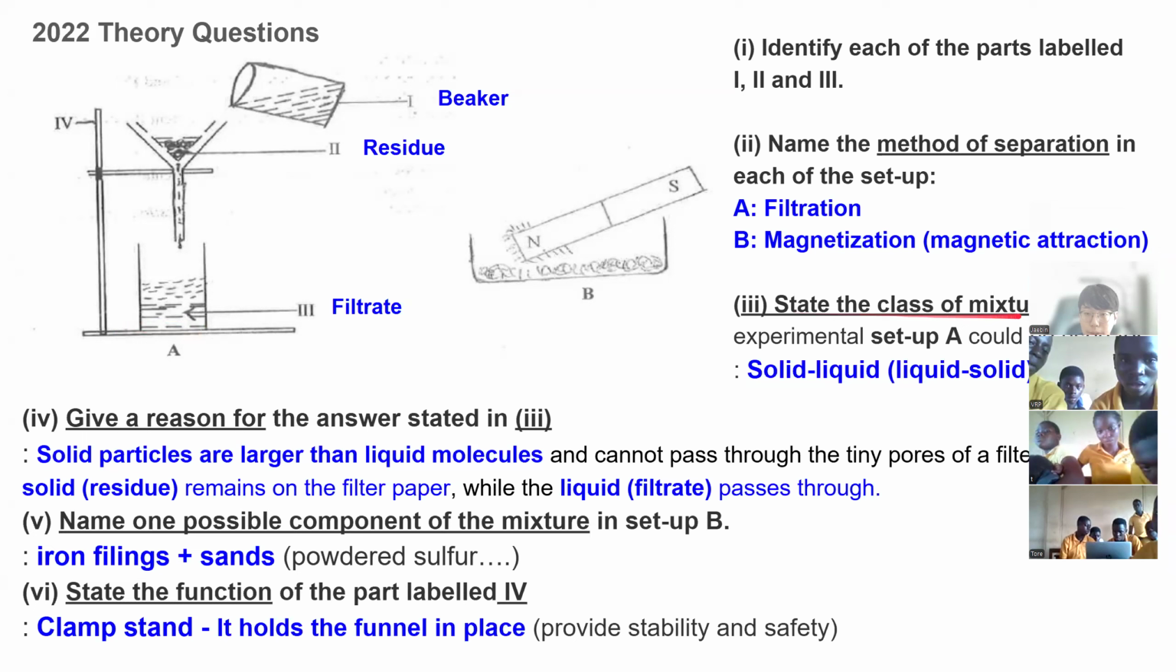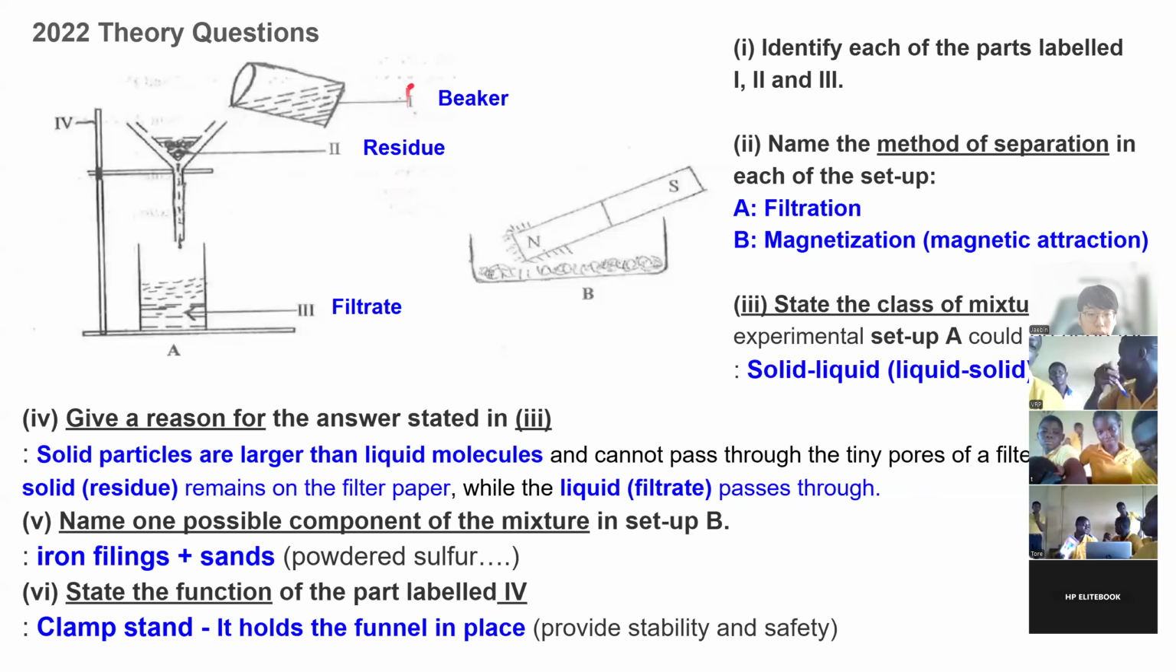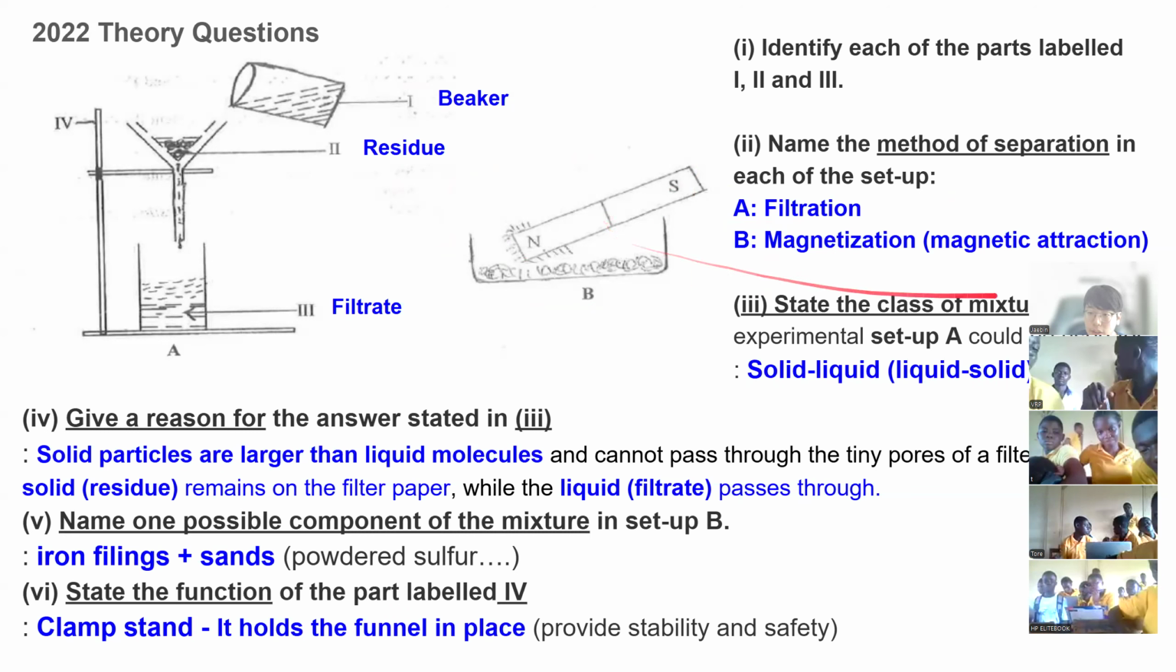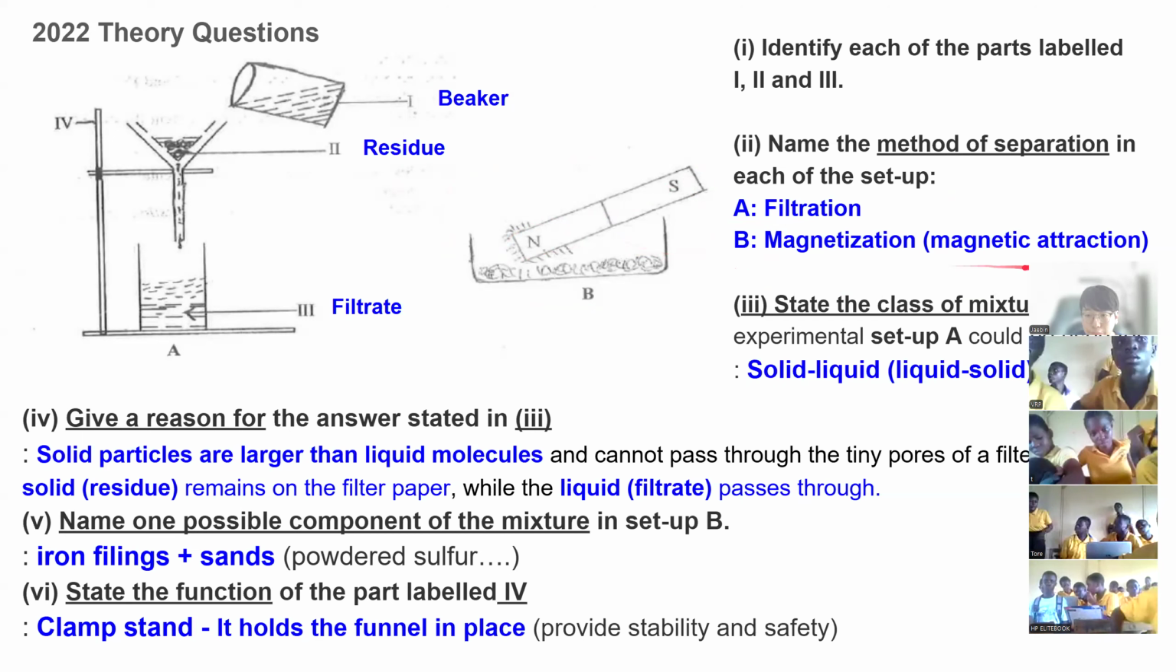Second question asks us to name the method of separation in each of the setups. So we have two setups here, A and B. A, we have seen is filtration. B, we can see there's a magnet. So this is magnetic attraction or magnetization. That is the name of this process using magnets.